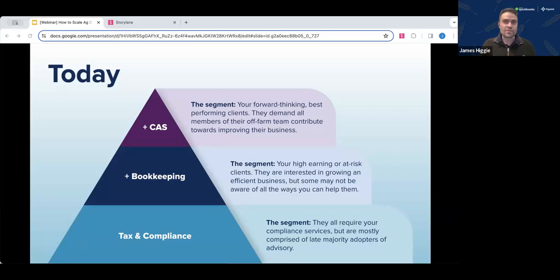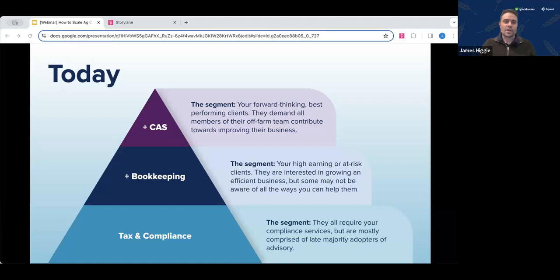They're interested in growing an efficient business. They're interested in engaging their advisor more, or through necessity. But there may be additional points of value we can introduce to these clients that is high value, but doesn't require anything more intrusive or any additional work from your side.